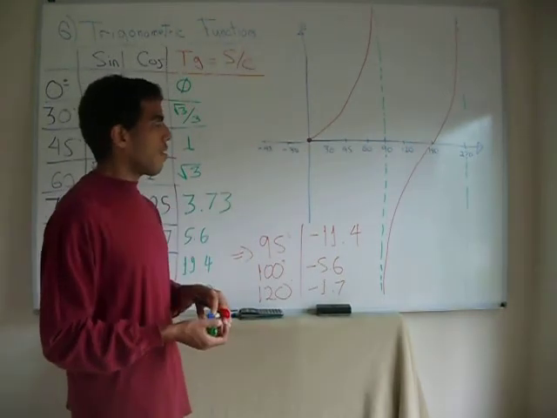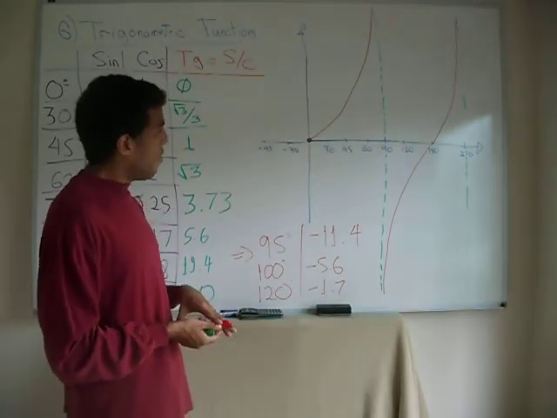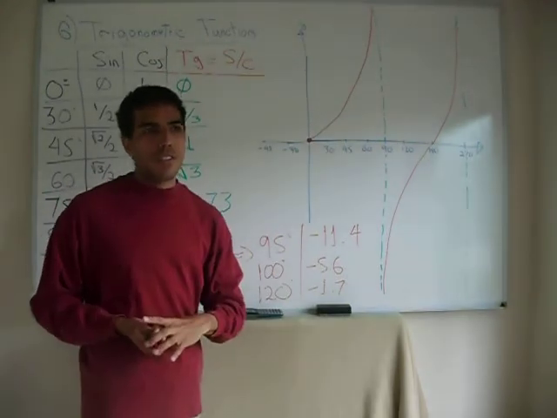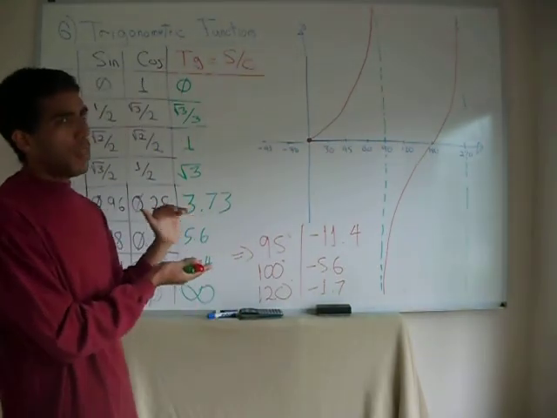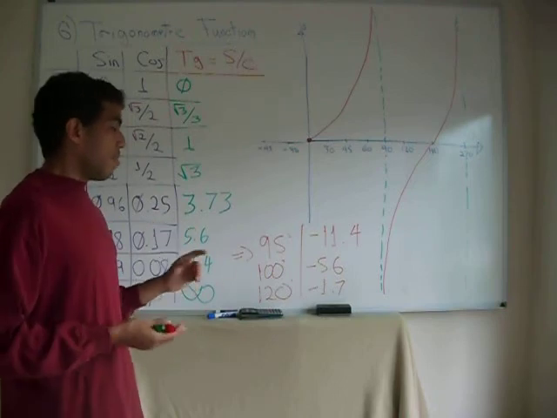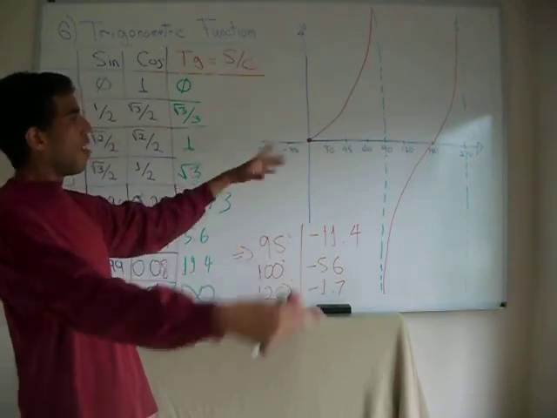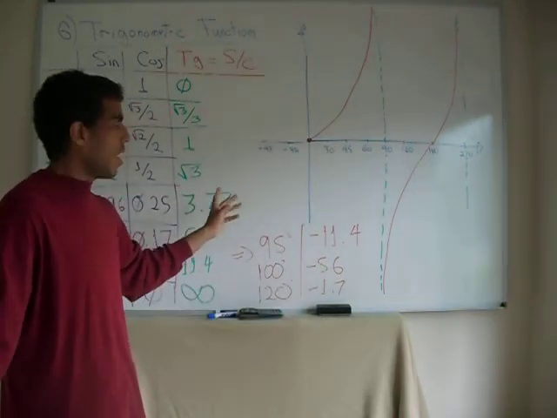That right there is the graph of tangent. It looks very, very different from sin and cos, okay, which were trapped between minus 1 and 1. Well, tangent is going to be all over the board, okay, as you can see.